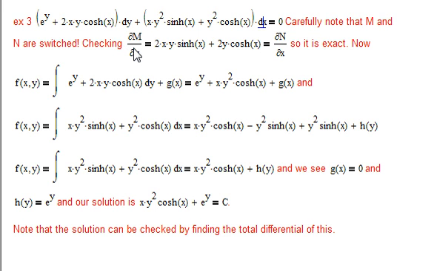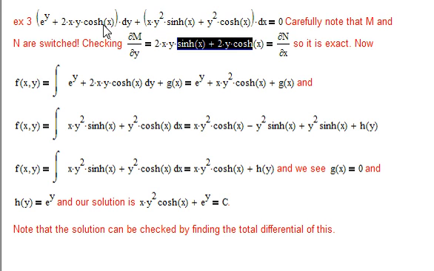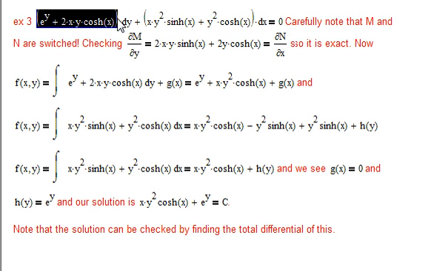So first we need to see if it's exact. So finding the partial of this one with respect to y, well, that's going to be kind of easy. 2xy sinh of x plus 2y cosh of x. That's easy enough. And we also got to verify this was the same, but this one's a little bit more of a challenge. When we take the derivative of this, it's got to be with respect to x. Well, the derivative of e to the y with respect to x is 0, but this one will require the product rule.